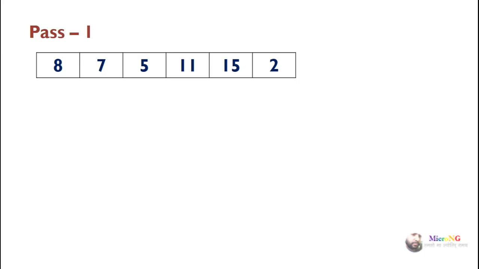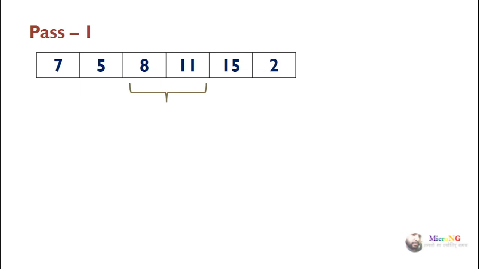So in pass number 1, what we have to do is compare adjacent values, and if the first place value is bigger than the next place, they need to be swapped. So first we compare 8 and 7. 8 is bigger when compared to 7, so they need to be swapped. Next we compare the second and third element, which is 8 and 5. Here also 8 is bigger than 5, so we need to swap those elements.